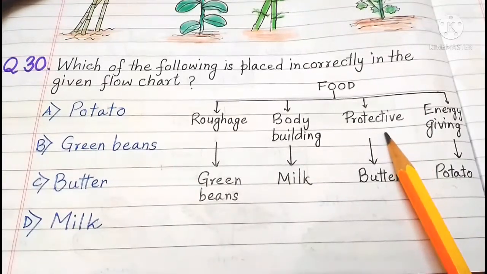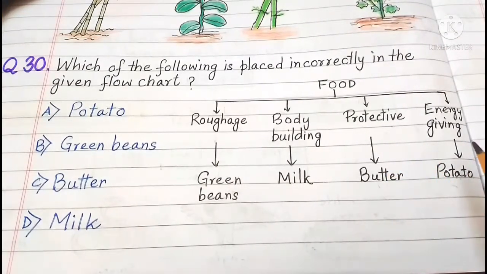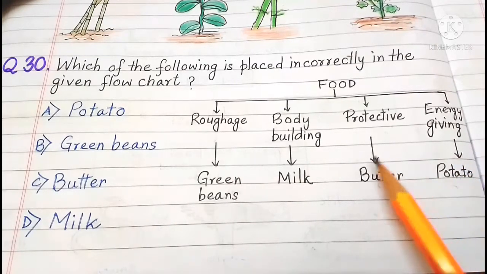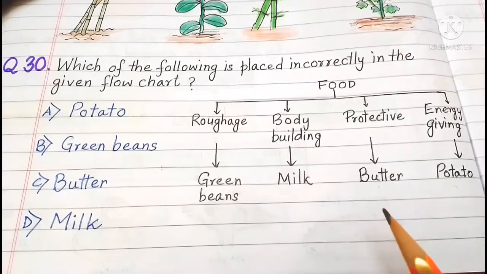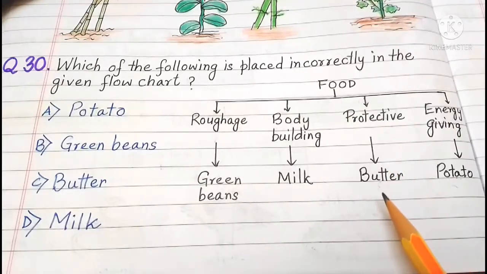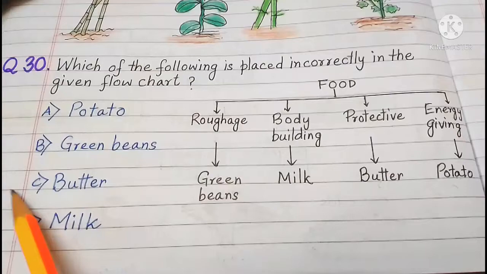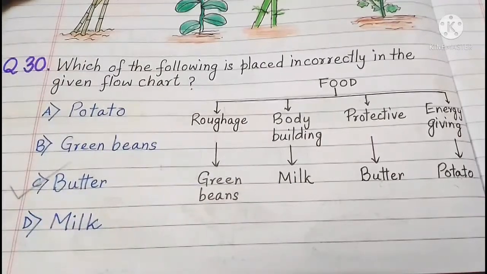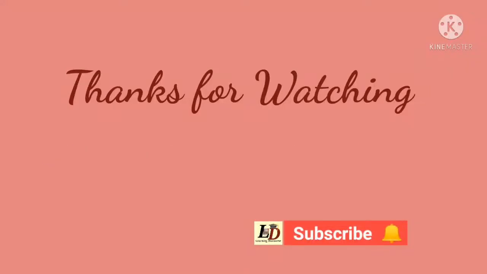Protective foods are minerals, vitamins, like that, like vegetables, fruits, green leafy vegetables. These are all protective foods. Okay, but butter is not protective food. These protective foods help us in fighting against different diseases. So we will go with the option butter. So butter is incorrectly placed here.